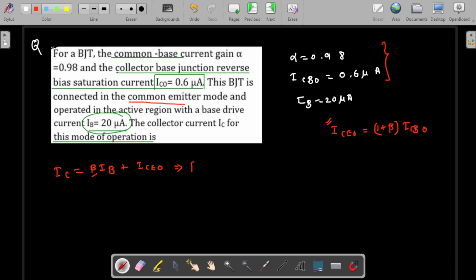So IB can be written as (beta plus 1) IB plus (beta plus 1) ICEO... in terms of ICBO, because that is what we have in the question. So this is one important relation. Please make a note of it. Plenty of questions have already been asked on it.